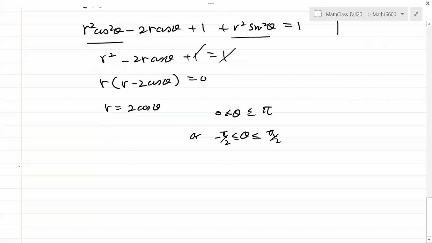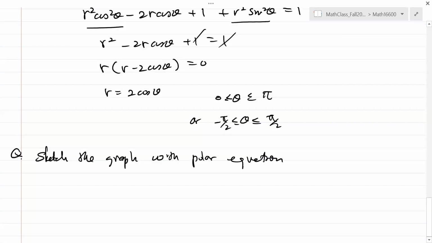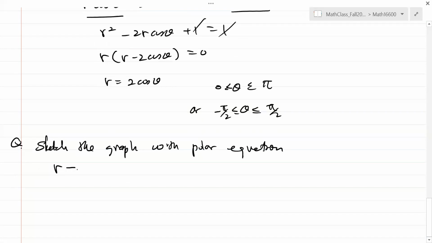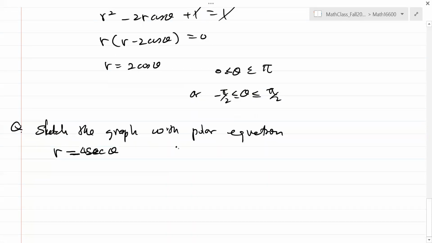All right, so I'm going to solve the inverse problem. We are given the polar equation, and we're trying to sketch the graph. The polar equation is r equals 4 secant theta, where theta is between negative pi over 2 and positive pi over 2. What is the best way to sketch the graph?